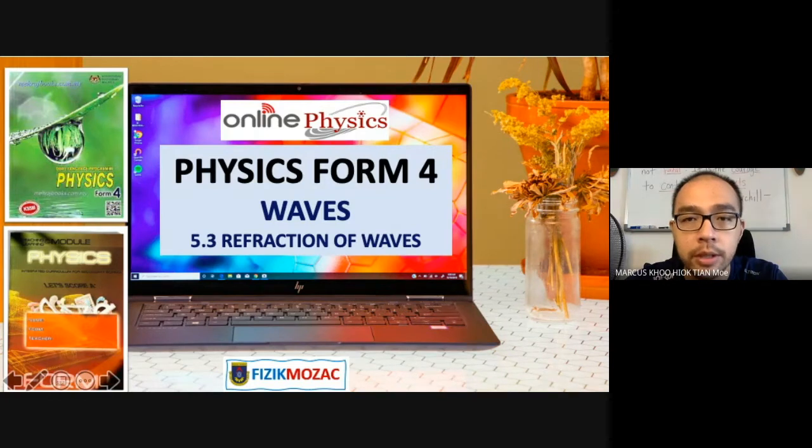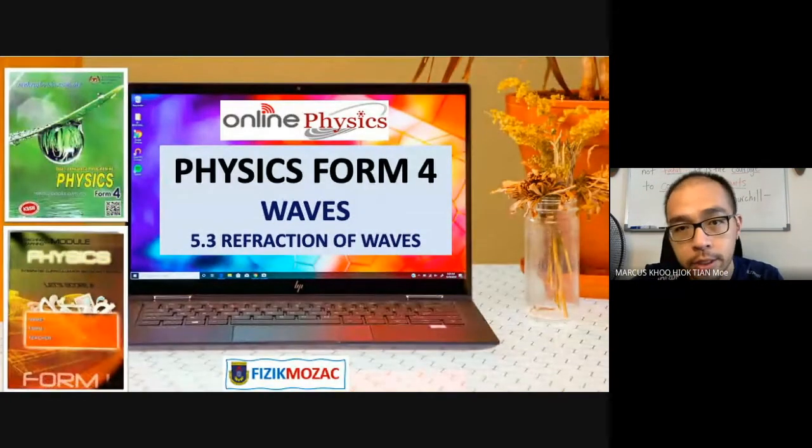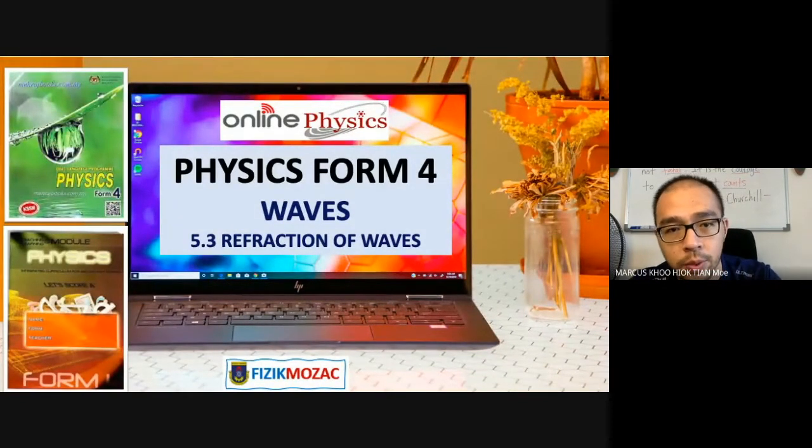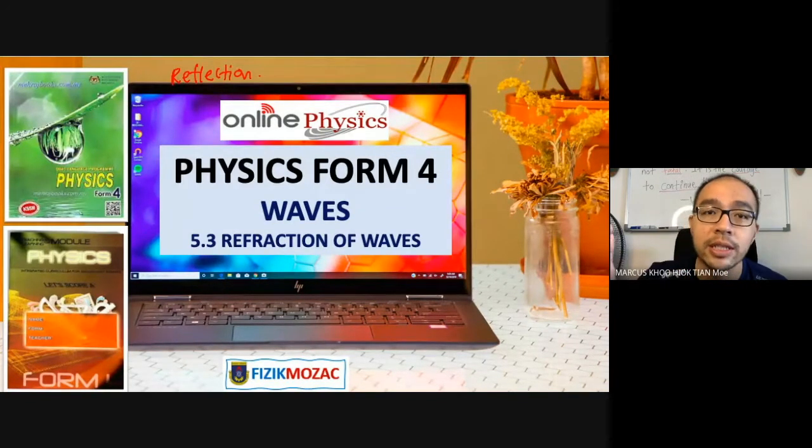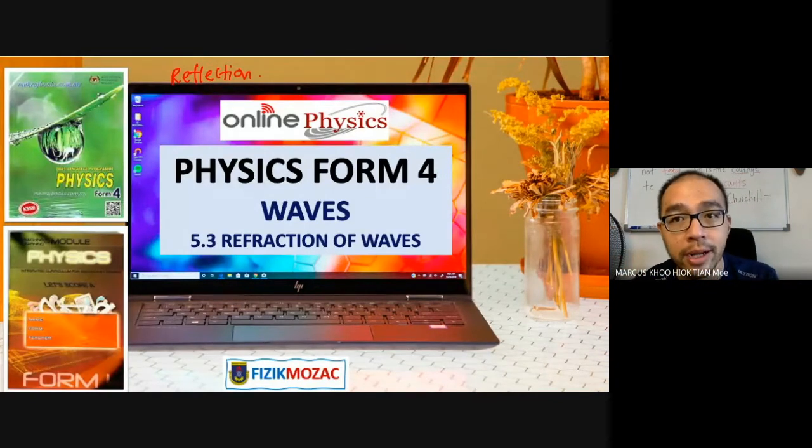So today we're going to start talking about the next subtopic, which is refraction of waves. Last week we talked about reflection, with an L. Reflection is the changing of the direction of waves as it hits a reflector. When the direction of propagation changes, everything else doesn't change. The velocity is the same, the frequency is the same, the wavelength is the same. The only thing that changes is the direction.